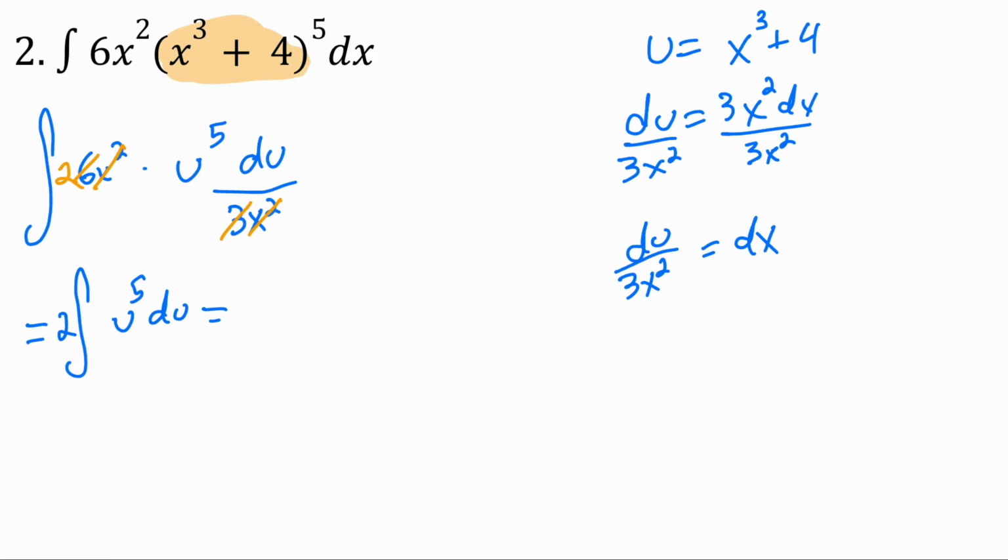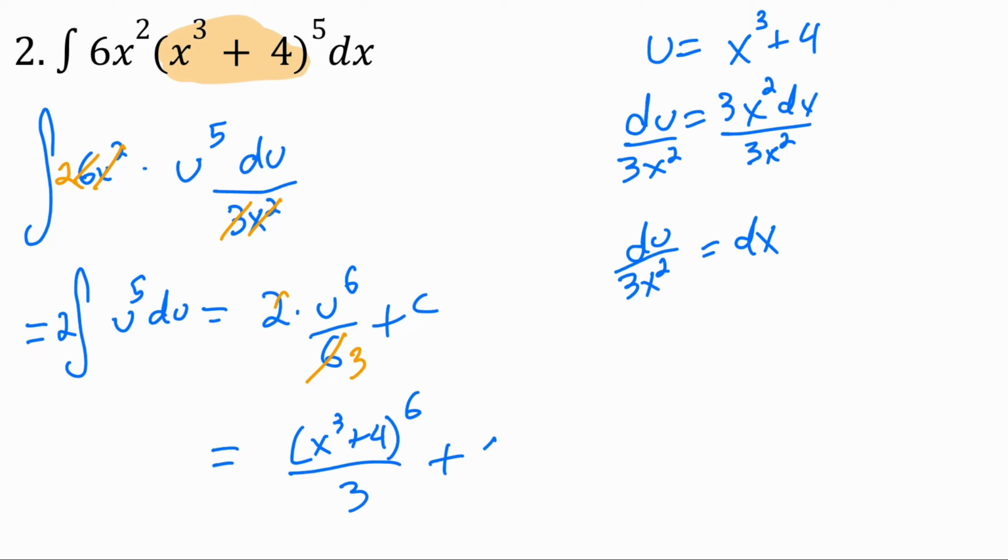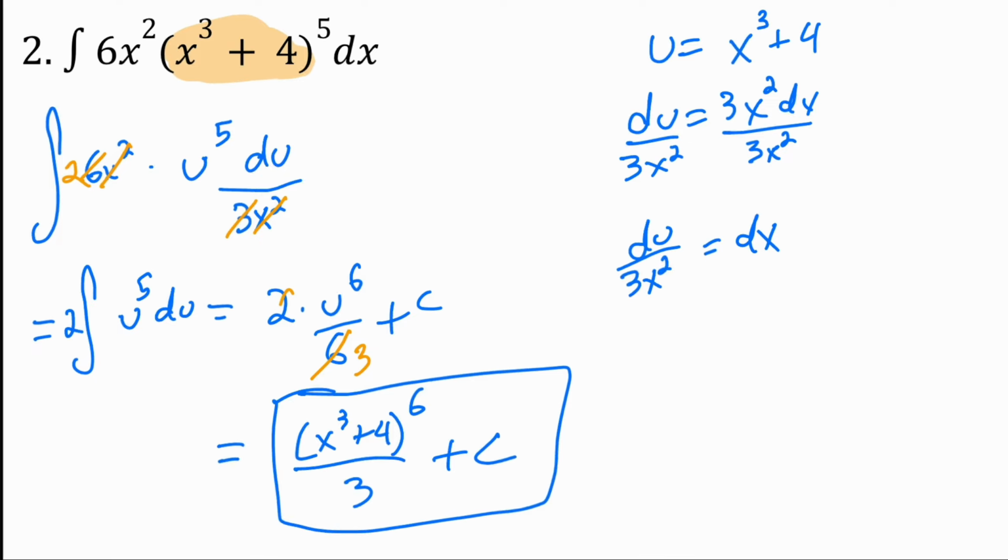Now, again, working through that process here, that's really just 2 times u to the sixth over 6 plus c, which we could reduce to a 1/3. And then when we substitute our u back in, it's going to be (x cubed plus 4) to the sixth power over 3 plus c. So another example of that u substitution. We're going to keep going through some more examples here.